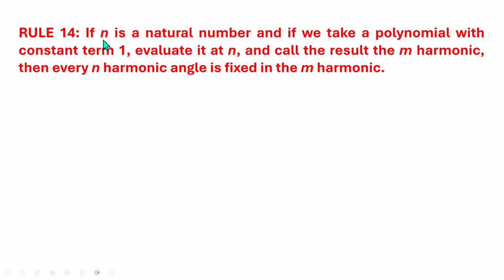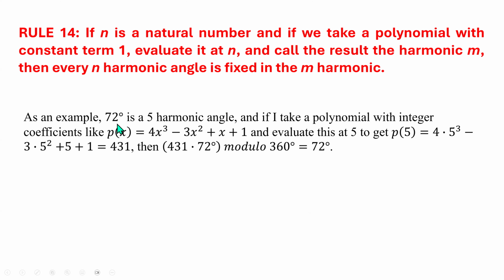Well, we can go even further. If n is a natural number, and if we take a polynomial with constant term 1, evaluated at n, and call the result the m harmonic, then every n harmonic angle is fixed in the m harmonic. Okay, for example, 72 degrees is a 5 harmonic angle. If I take a polynomial with integer coefficients like this one, evaluate it at 5, then that gives me the number 431. And in the 431 harmonic, 72 degrees is going to be fixed.